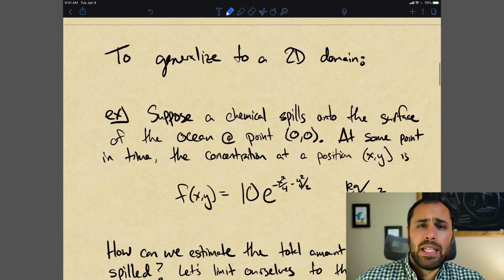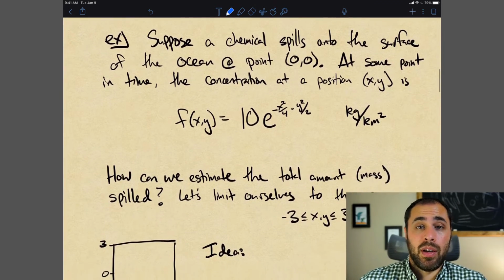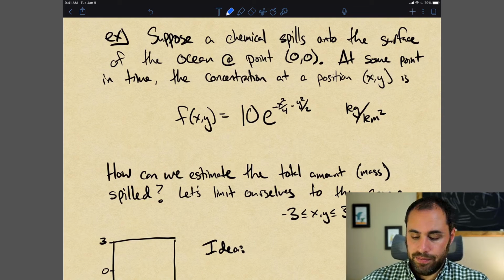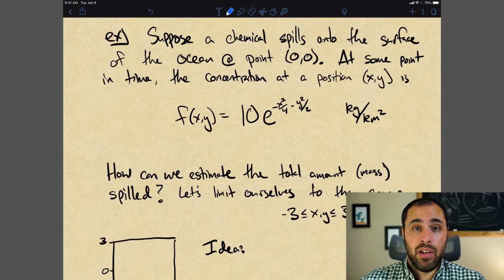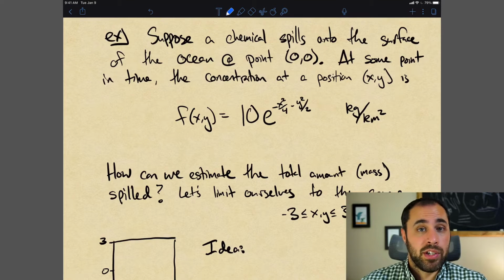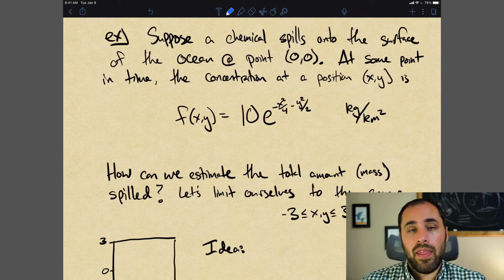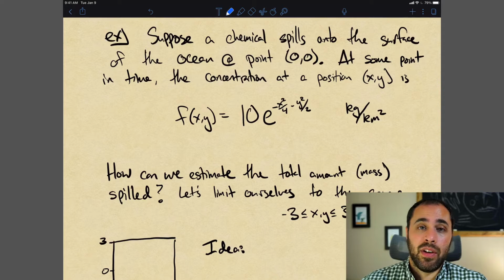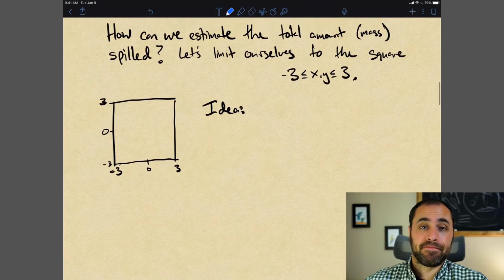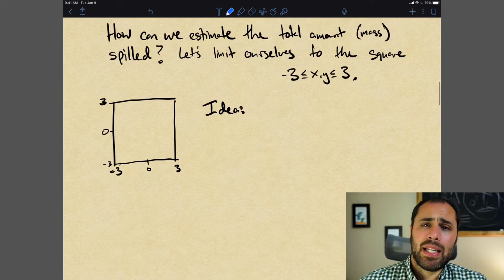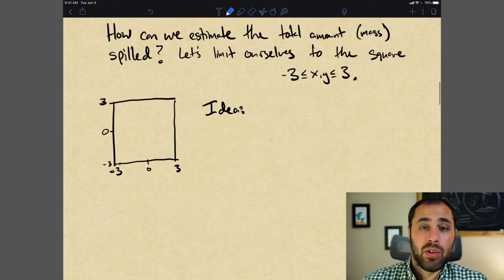So let me demonstrate through an example how we'll build up a similar idea. So suppose that a chemical spilled onto the surface of the ocean. We called the point where it spills the origin 0, 0. And this function here will give the concentration of the chemical at some point in time. So we're measuring here in kilograms per square kilometer. So if we wanted to estimate the total amount, that is the total number of kilograms of the chemical that were spilled, how would we do that?